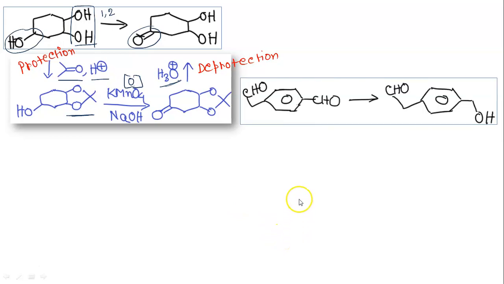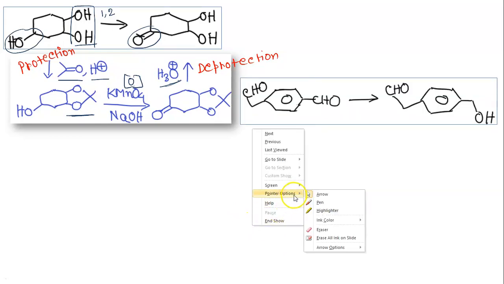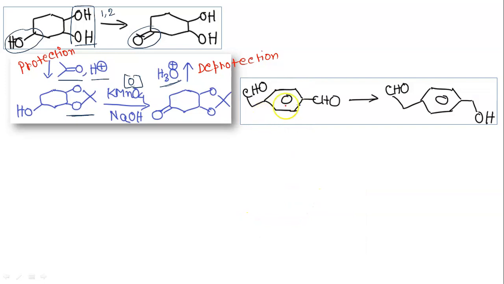Another example, here we have 2 different types of aldehyde attached to the benzene ring. One is directly attached, so this is an aromatic aldehyde. This is not aromatic because it is not directly attached. Now among these 2 aldehydes, in the final product this is intact, but the aldehyde which is directly attached is reduced to CH2OH. But among these 2 aldehydes, which one is more reactive? This CHO is more reactive.